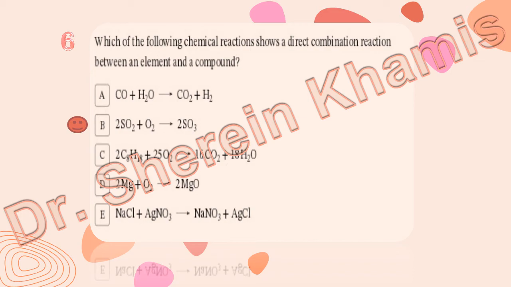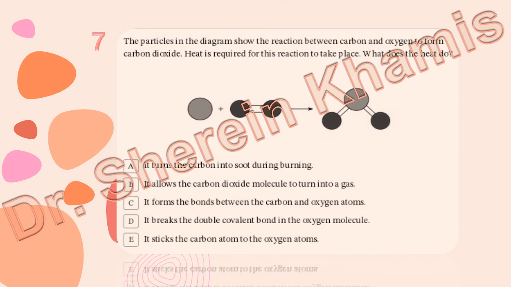Okay, let's go into question 7. Question 7 says that the particles in the diagram show the reaction between carbon and oxygen to form carbon dioxide. Heat is required for this reaction to take place. What does the heat do? Okay, heat is a very effective factor here, without it no reaction will happen. So it is its main function. When we have an element like carbon, it's one atom only, so we didn't need to break any bond or make a reaction.